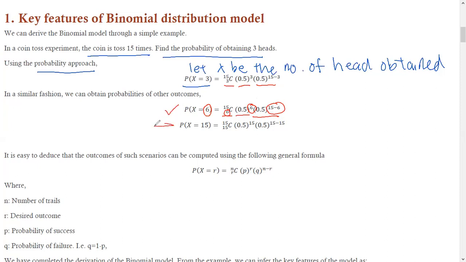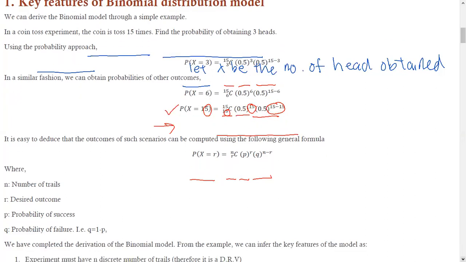We can extend this even to P(x equals 15), so the formula can be written this way. From here we can deduce the general formula for the outcomes of such scenarios. It will be P(x equals r) equals n choose r, p to the power of r, and q to the power of n minus r.